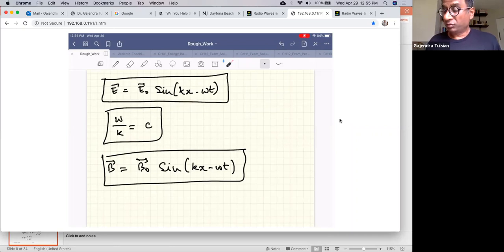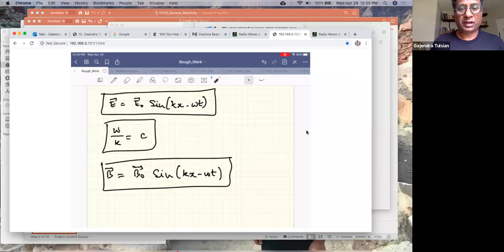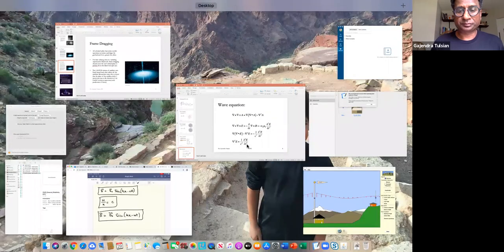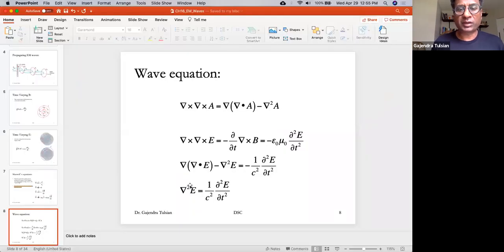Okay, and so when Maxwell predicted this, people went looking for these waves, and Mr. Hertz found these waves, demonstrated the existence of these waves. Okay, and so that's what we're studying. Okay, so there is the wave equation. Okay, again, this wave equation.